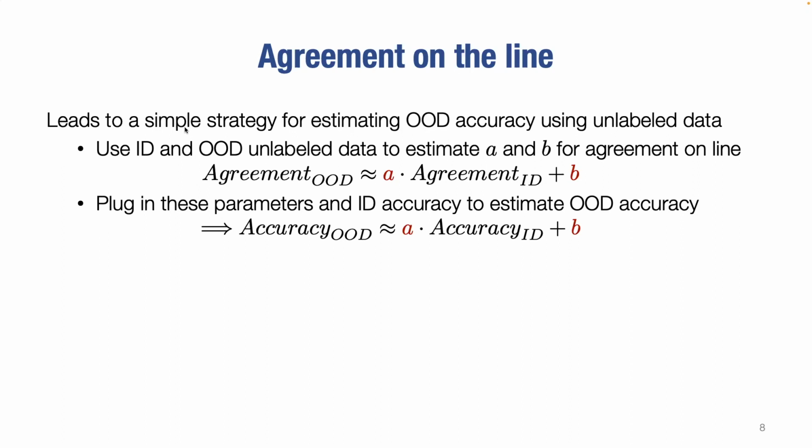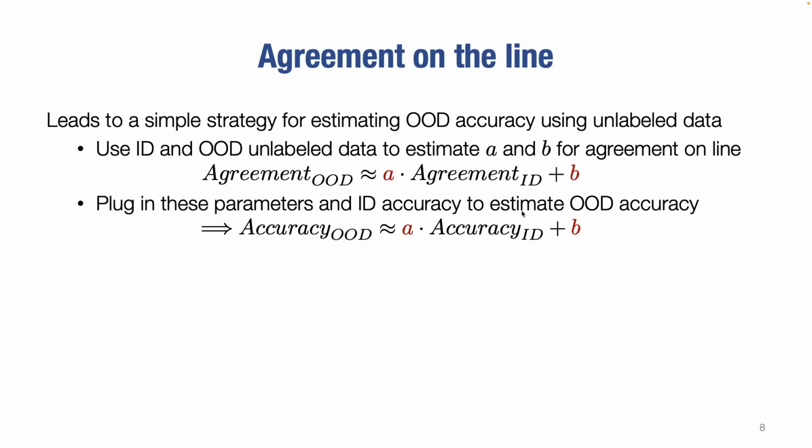Now, if I have some new classifier, some single classifier, and I want to evaluate its performance out of distribution, what do I do? I just take its in distribution accuracy, right? And that I know because I have a test set in distribution that I can evaluate. Plug in the same A and B I estimated before, and that gives me an estimate of the out of distribution accuracy for that classifier.